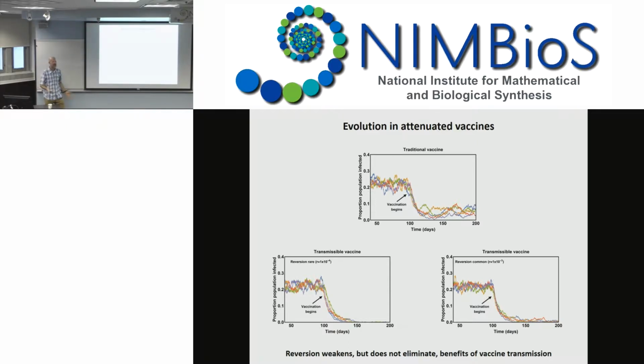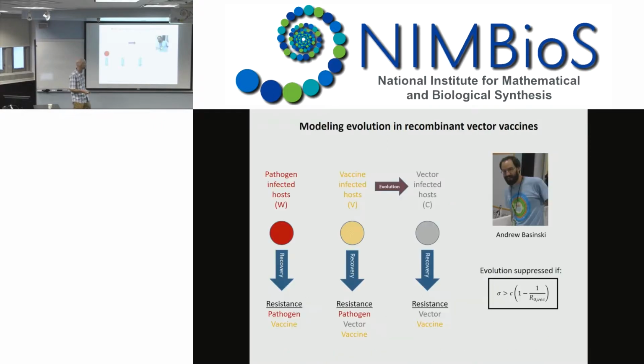So reversion weakens the benefits, but it doesn't get rid of them. What we then did is try to figure out what's a likely outcome of evolution in recombinant vector vaccines. Again, these are vaccines that you create by taking a vector organism, something that's transmissible within the host but innocuous, and you insert an antigenic region into it so that you have a vaccine that's transmissible. It moves from host to host and expresses that antigen of the pathogen.